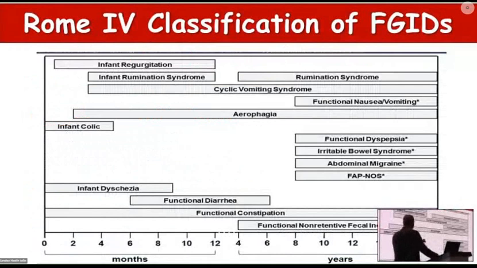This is according to the age. Infant regurgitation can occur in the first year of life. Infant colic usually occurs in the first 5 months of life. Functional constipation can occur throughout infancy, childhood, and adolescence. Functional abdominal pain disorders usually develop between 8 and 18 years of age.